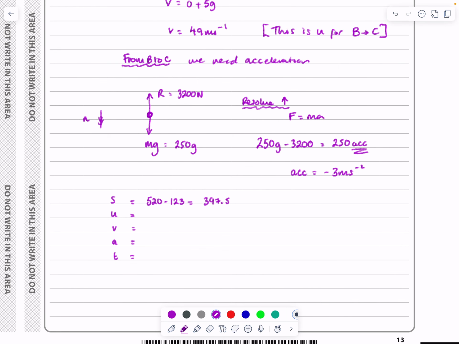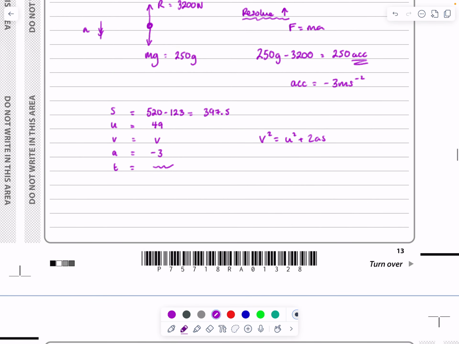We know that our final velocity, which was 49, that 49 is going to be the initial velocity now here. V is what we're looking for. We know the acceleration is -3 there, so I'm not interested in t. I've got S, U, V, and A, so that's v squared equals u squared plus 2as. With all the information that we've got, v squared is 49 squared plus 2 times -3 times that 397.5.